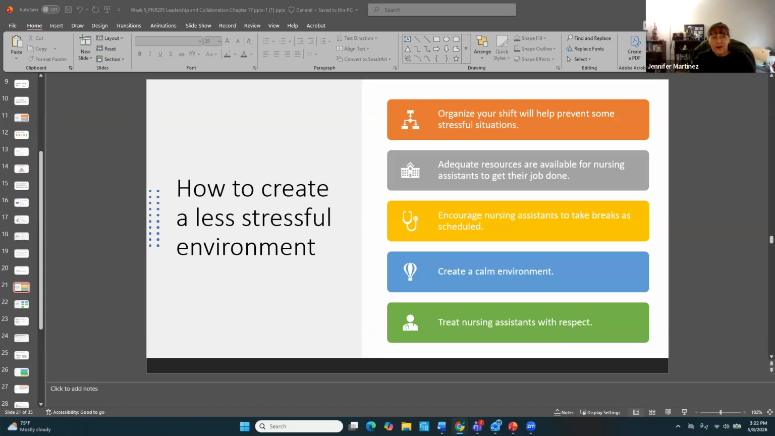Try to create a calm environment. Nobody wants a charge nurse running around like a chicken with their head cut off. You want to maintain a calm environment even amongst chaos. You want to always maintain a calm environment because you are the role model, you are the leader. Your CNAs are going to follow your lead. And like I said earlier, always treat your CNAs with respect. Please, thank you. Hey, you did a really good job today.